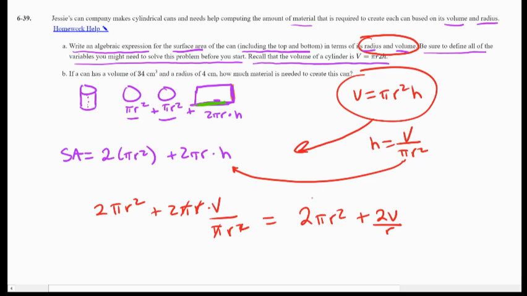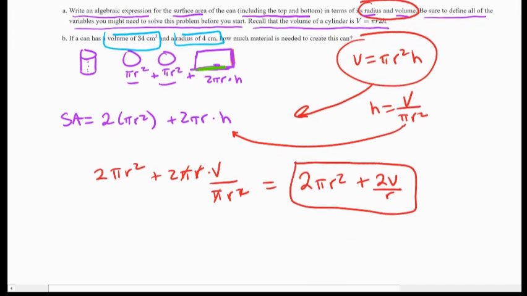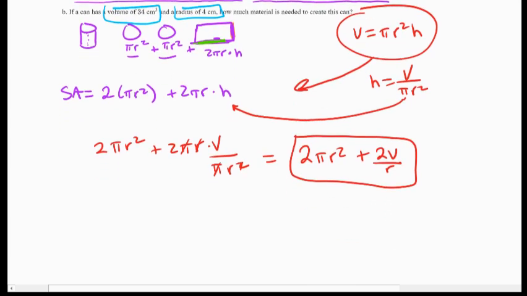So here's my expression that represents surface area, with volume and radius as my variables. I got rid of height just by using the volume formula. So now I have 2 pi r squared plus 2v over r. It asks me, if I have a volume of 34 cubic centimeters and a radius of 4 centimeters, how much material? Now, because we've done all this hard work for A, we can just plug in these values to give me my final answer here.